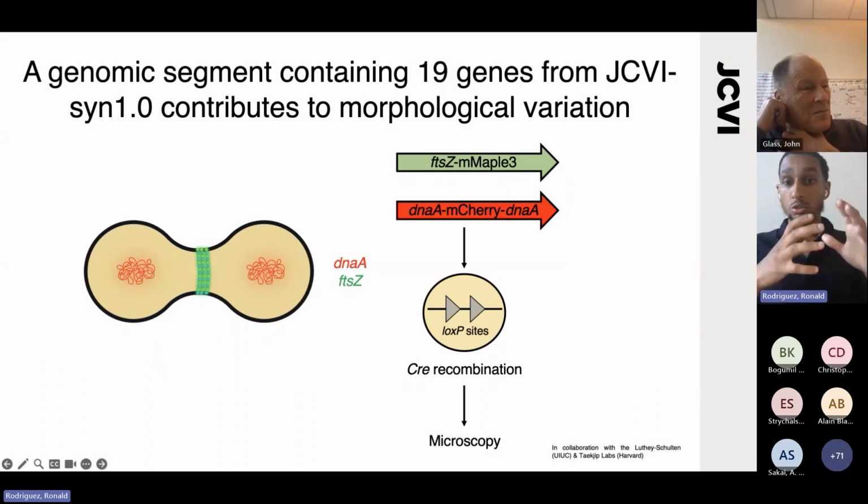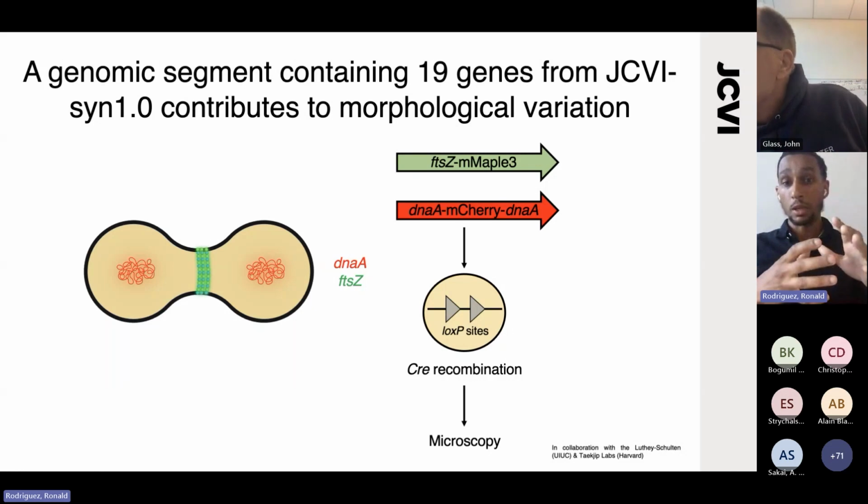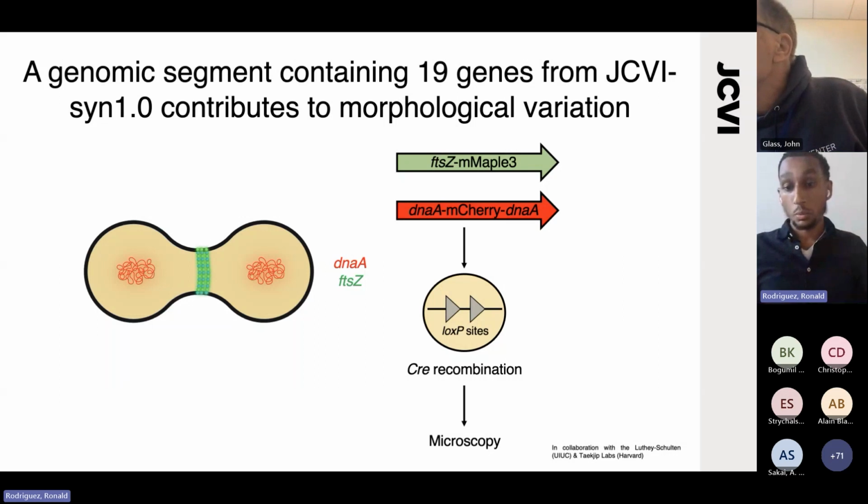We are doing this using Cre-Lox recombination. We have a version of our minimal cell that we call Syn3B, which is essentially Syn3A that has loxP sites in its chromosome. What I'm doing is putting these constructs on a plasmid that has Cre recombinase. Once I introduce that plasmid into the minimal cell, Cre recombinase is going to facilitate DNA exchange between these sites, and that's how we're going to get these genes into our minimal cell.